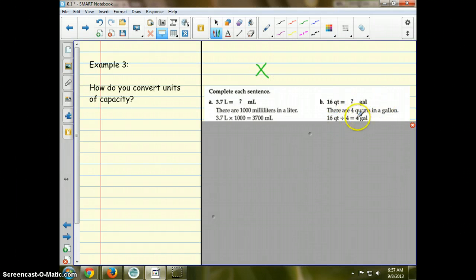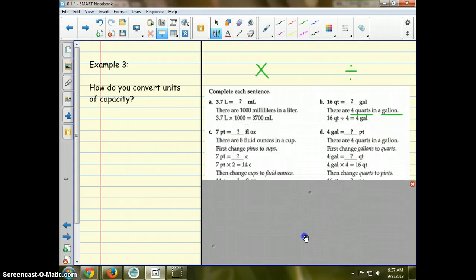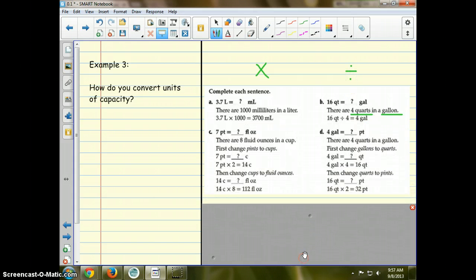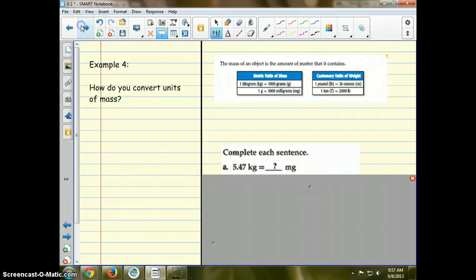Quarts to gallons. Well, we know that there are 4 quarts in 1 gallon. So we are going from smaller to larger, which tells me we're going to divide. I'm not going to take the time to go through a couple more examples, but the same procedure happens even when you convert to one other unit and then the next.